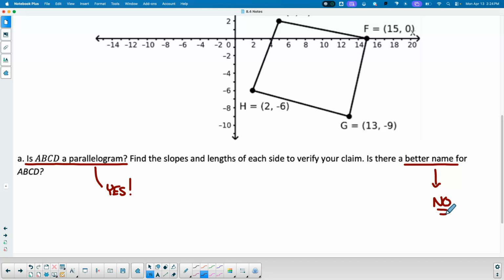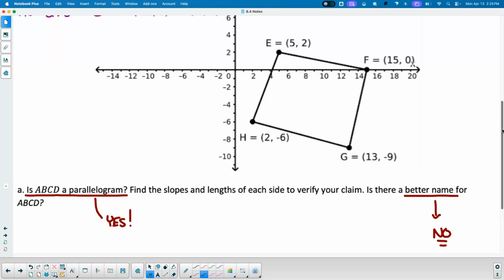Okay. You now do the same for EFGH. You find me if EFGH is or is not a parallelogram.